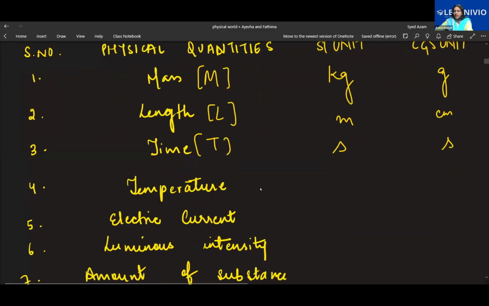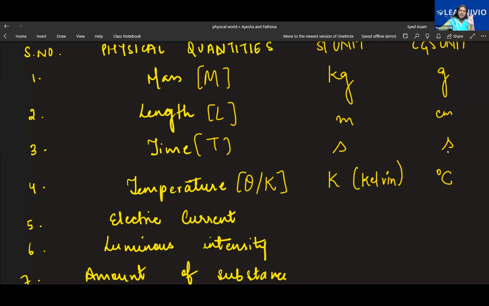Then you have temperature, which is represented either as theta or Kelvin. So why Kelvin? See, in some books you will find this as theta. Most of the books have theta only. But in some books you will find this written as K also. K basically stands for Kelvin. That's why this is written. And CGS is degree Celsius.